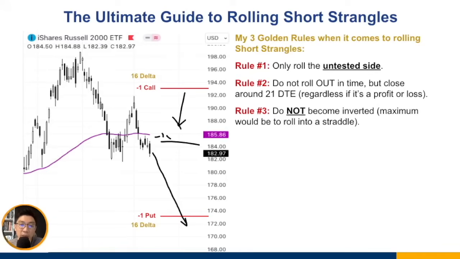And then as the market further goes down again, this is where you can keep rolling your call until the point where your call option can even be below your put option. So this is what you call an inversion, an inverted strangle. And this is something that the Tasty Trade folks talk quite a bit about.